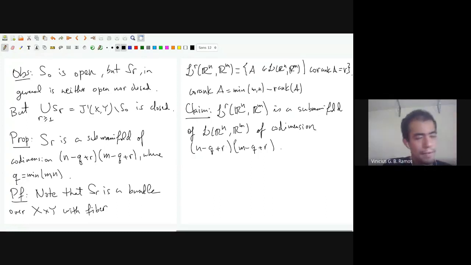So now this is kind of like linear algebra. It's not completely linear algebra because it's not a vector subspace. If you take two manifolds of the same corank and you sum them, they are not necessarily going to have the same corank. So it's really a submanifold and not a vector subspace. But let's prove the claim.